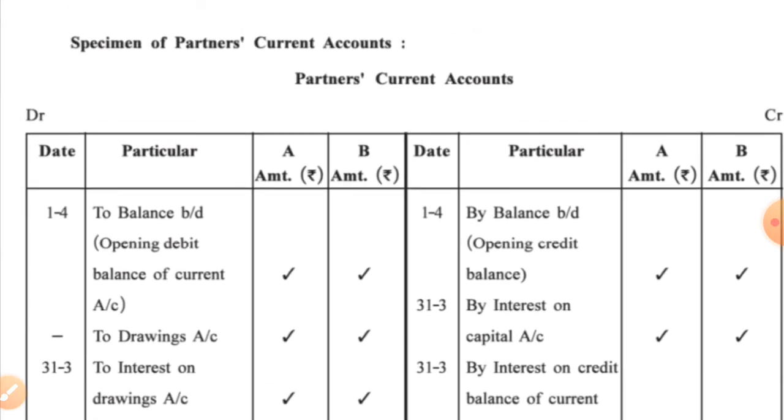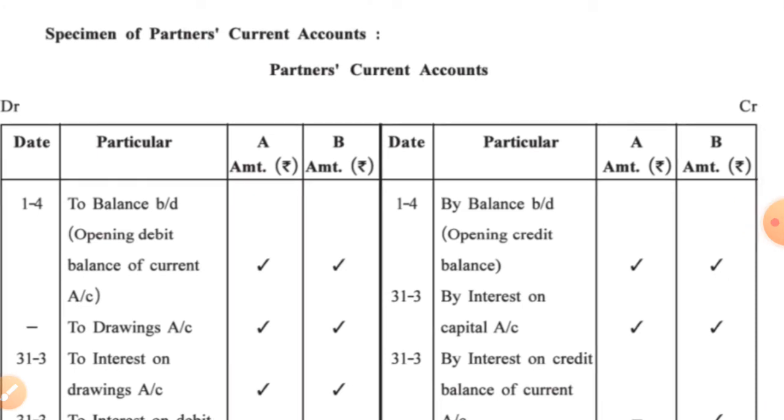As you can see on your screen, that is the debit side. The first entry, if it is a debit balance of a current account, will be recorded on the debit side, and if there is a credit balance of the current account of any of the partners, then it will be recorded on the credit side. So the first entry will always be the opening balance, whether it is a debit balance or a credit balance.